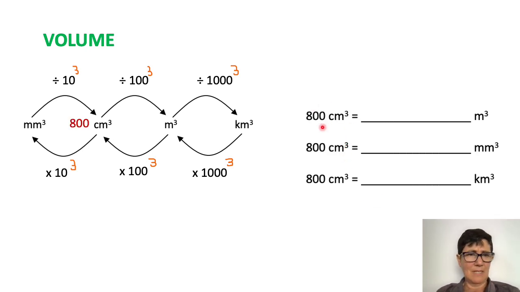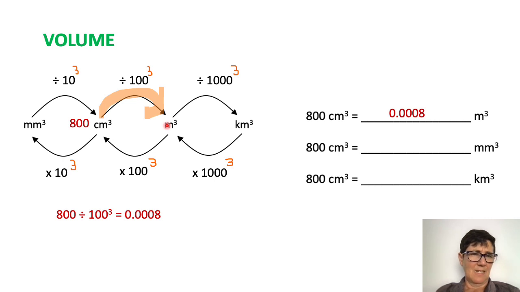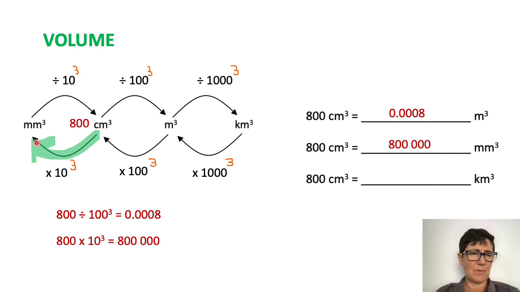800 square centimetres, right here, turn it into metres that way. Divide it by 100 to the power of 3. This is going to give me a tiny number on my calculator. There we go. If I'm going to turn them into millimetres cubed, it says times by 10 to the power of 3. So if I'm going that way, times by 10 to the power of 3, 800,000.